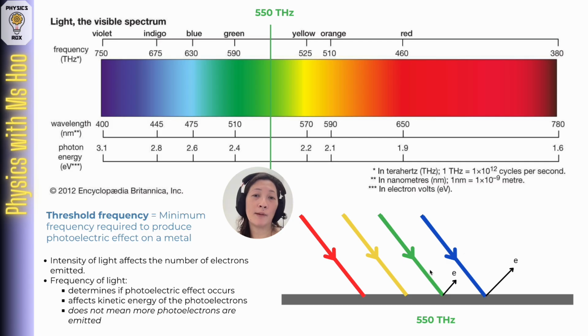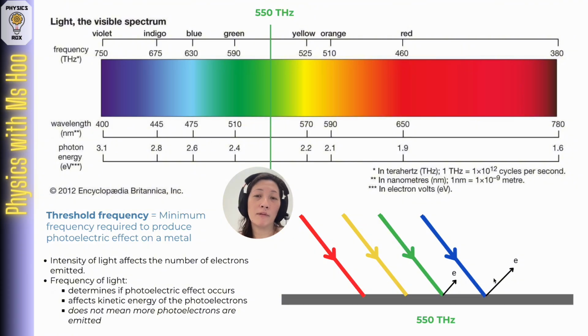Now, what's the difference between the photoelectric effect of the green and the blue light? Blue light has a greater frequency than green light, which means that the photoelectrons emitted by the blue light will have a greater kinetic energy because the frequency of the blue light is greater. So the green light can probably just about get the electrons to start moving, but the blue light has so much energy it can get the electrons to move a lot faster.